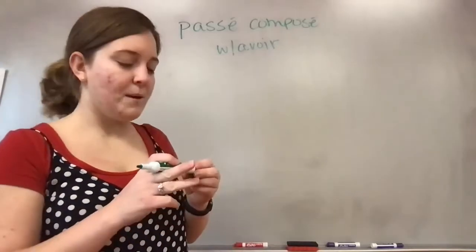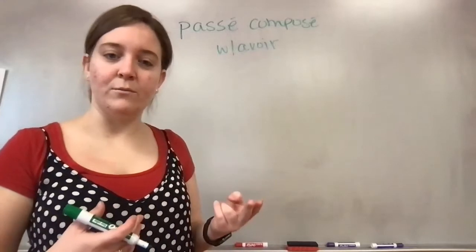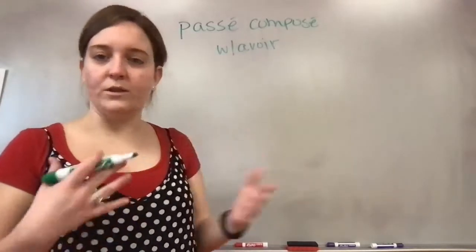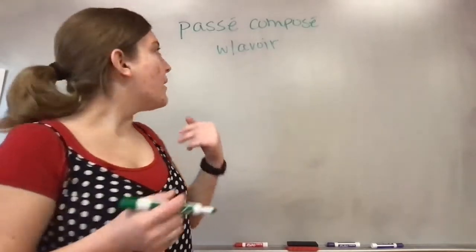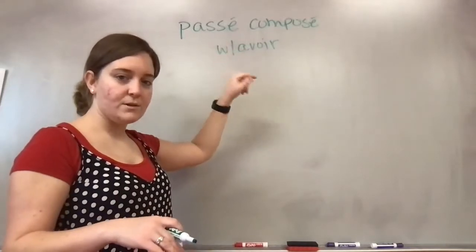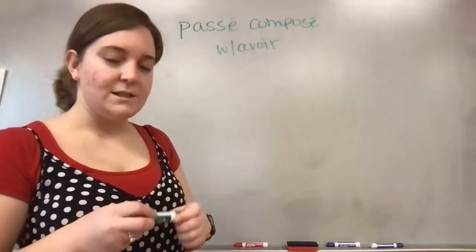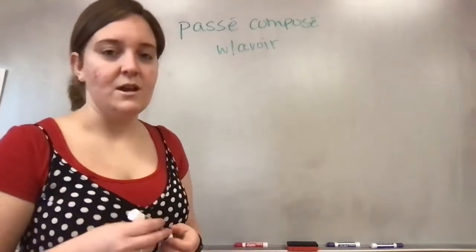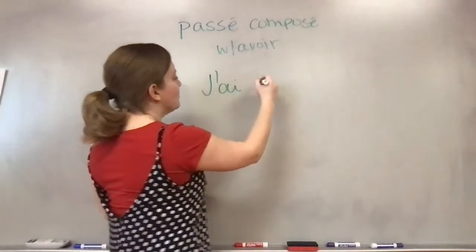All right, so the passé composé is used to describe things in the past. In French, there's a couple different past tenses, and we'll learn all the different ways to use them too. But for now, let's just concern ourselves with the passé composé and only using the verb avoir. Since I said that this is the past tense, we're going to talk about actions that happened previously.